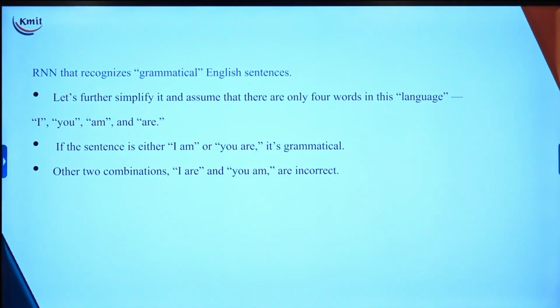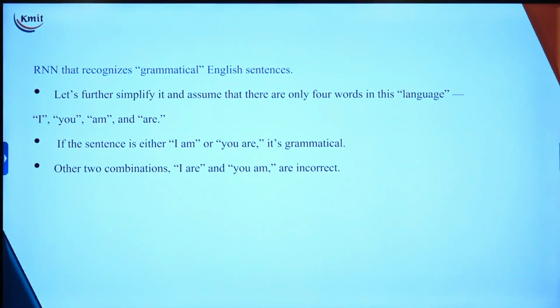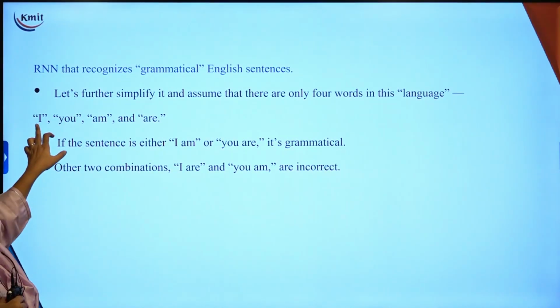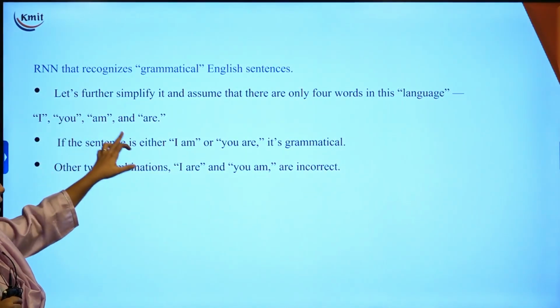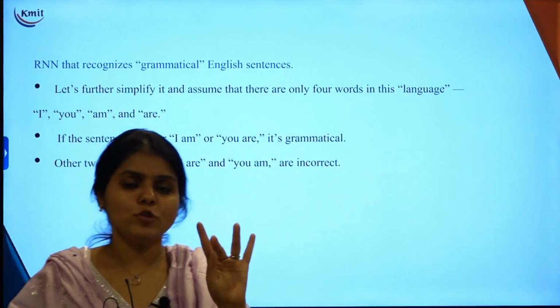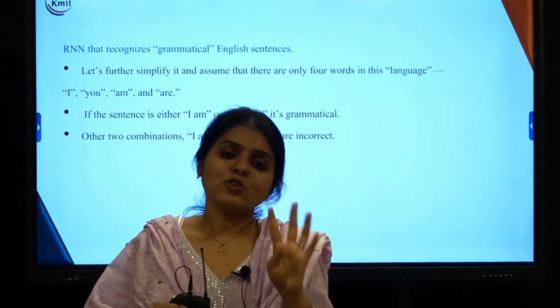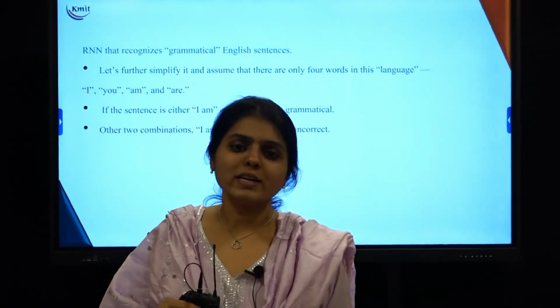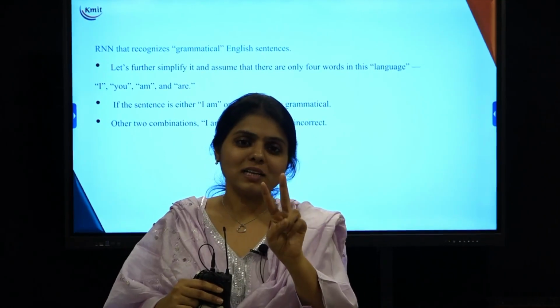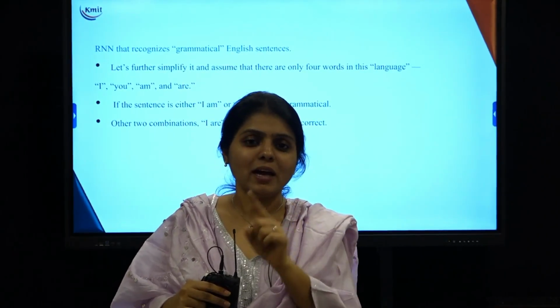Okay, so when I take these four words and try to join any two of them to make a sentence, joining "I am," "you are," "they are" is grammatically correct. I have four words: I, am, you, are. Now I will try to make a sentence with two words each. Out of these four words, I have two grammatical sentences, which are "I am" and "you are."